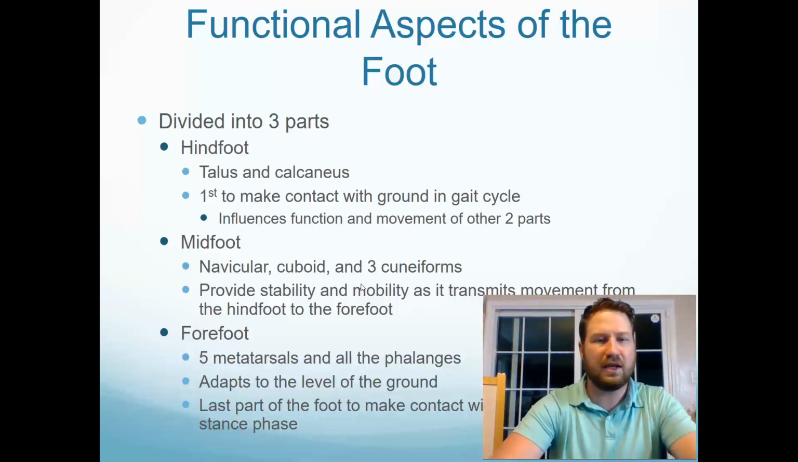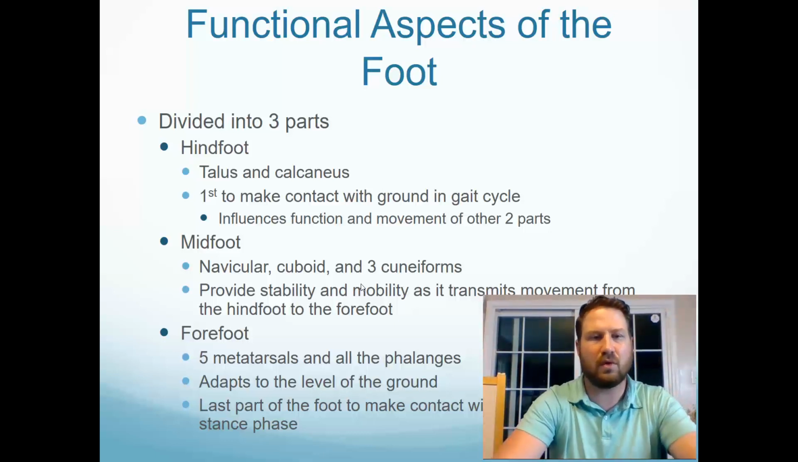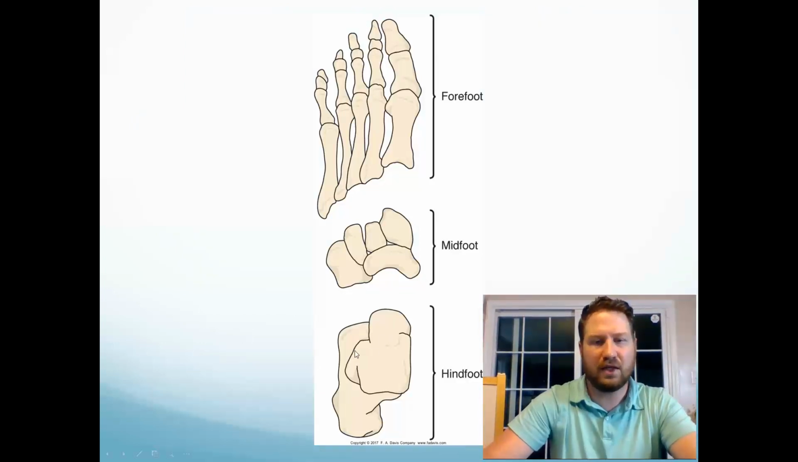The forefoot is 5 metatarsals and all the phalanges. This adapts to the level of the ground. It's the last part of the foot to make contact with the ground during stance phase, right? Because we go heel and toe, kind of rolling over. So hind foot, calcaneus and talus. Midfoot are navicular, cuboid, and cuneiforms. And our forefoot is going to be our metatarsals and our phalanges.